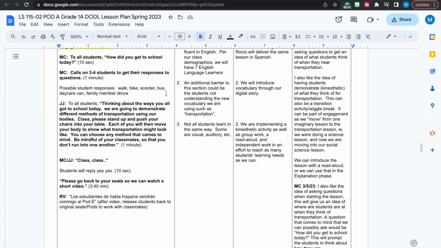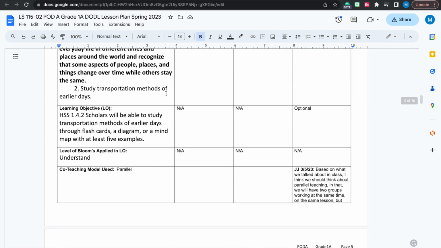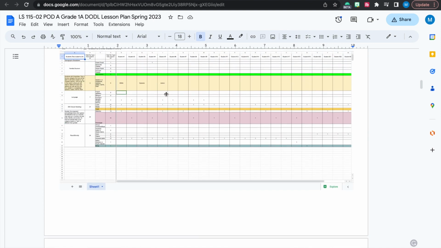so it was nice to have that experience. And going back to the demographics, a large part of our students were emergent bilingual students. So I really enjoyed being able to target those students in our lesson.